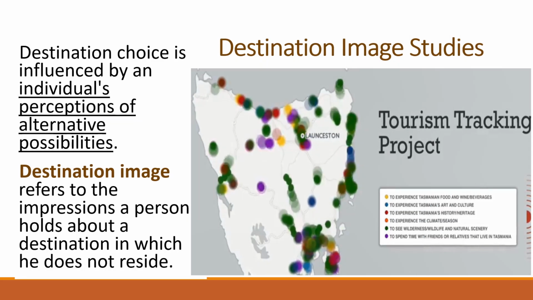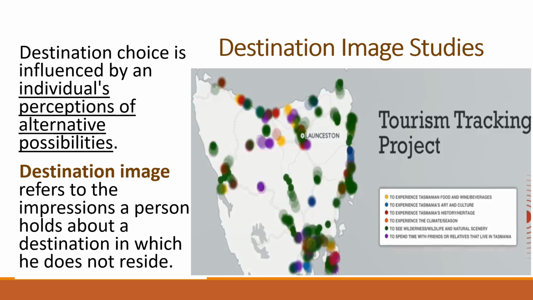The third objective or purpose for research was to study the destination image. Destination image studies are designed to discover the individual's perceptions of a particular destination, because those perceptions of the image are going to impact whether or not they decide to go to a particular destination. If we go back for a minute and look at that tourism tracking project, one of the things that they had in there was this particular slide showing you a graphic of the state of Tasmania and the different portions of it, and they tracked why people were going to each of these destinations.